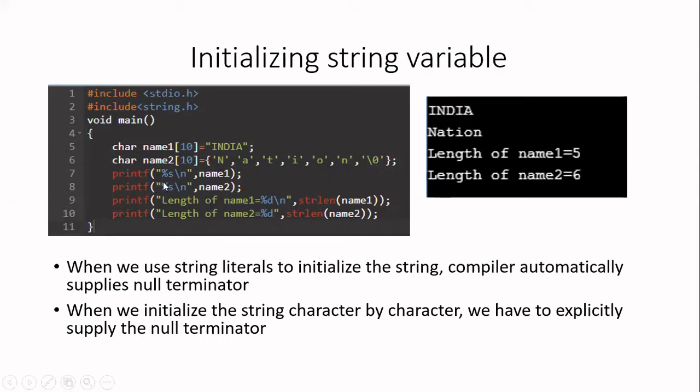Now I want to print both the strings. So I am now printing with the help of %s modifier. So printf %s comma name1 will be printing India, and printf %s comma name2 will be printing nation.